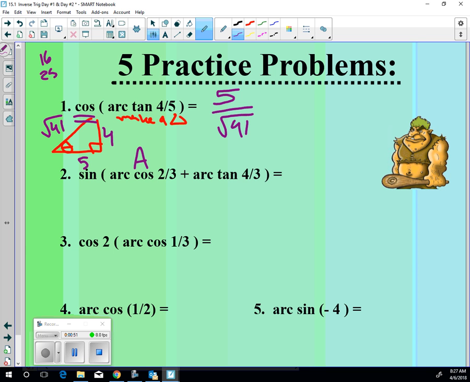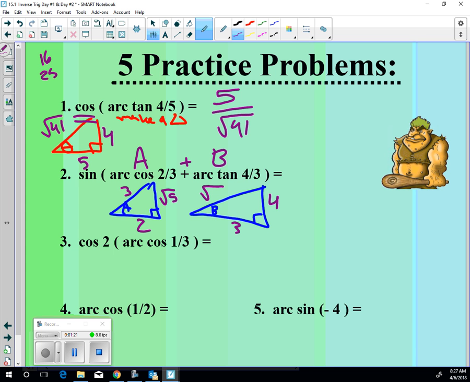Sine of A plus B. So what's going to happen there is we're going to have 2 triangles. We're going to have one triangle here. We'll call it the A triangle. And one triangle we'll call the B triangle. The A triangle has 2/3 adjacent over hypotenuse, which would be 9 minus 4 is the square root of 5. This one, the tangent, is 4 over 3, and that'll make the square root of 25, which we know is 5. That's the one we're familiar with.